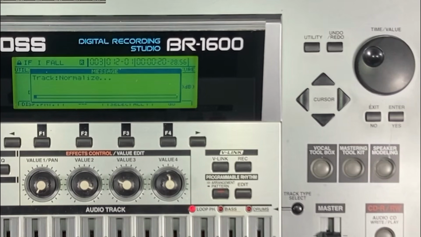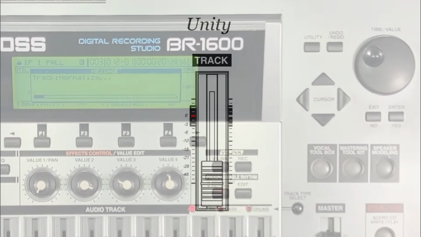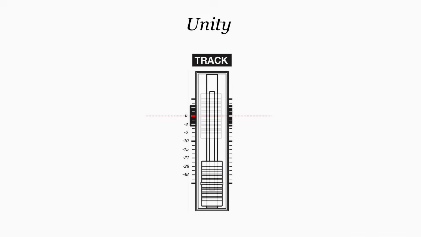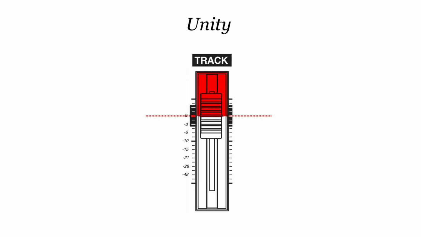Another use for normalization is to set a track's volume to a specific level while having the fader at unity. Unity is the point on the fader where the recorded audio is neither boosted or cut in volume and is passed unchanged from the track to the output. When you normalize a track to 100%, it'll be at its maximum volume at unity. Raising the fader any higher will push the track into distortion.